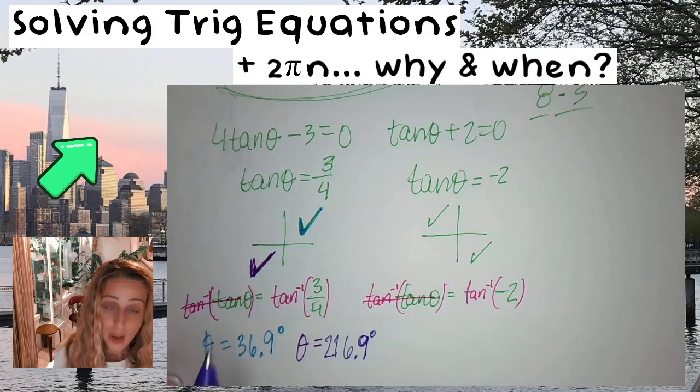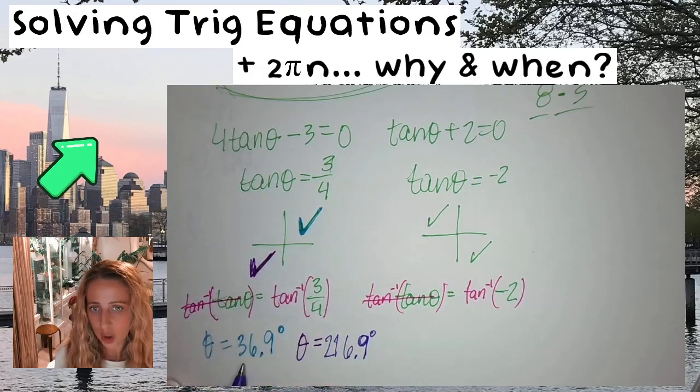So there is that one. That's in that quadrant. That makes sense. And it should be 36.9 degrees after 180, right?